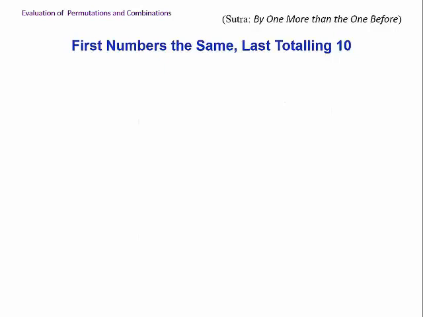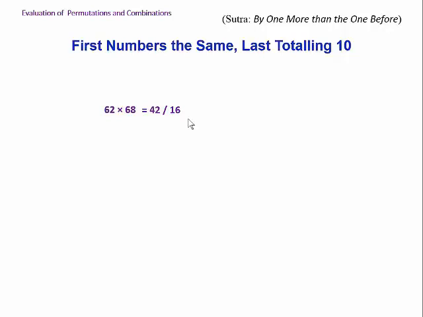Another handy type of multiplication which we use in the Vedic system, and which comes under the sutra "by one more than the one before", is where we're multiplying numbers like this, where the first numbers are the same, 6 in this case, and the last total 10. 2 and 8 is 10. And we apply the sutra by one more than the one before, which means we multiply the initial 6 by the number 1 more. So 6 times 7, which is 42. And then we multiply the last by the last. 2 times 8 is 16. And we get the answer very easily.